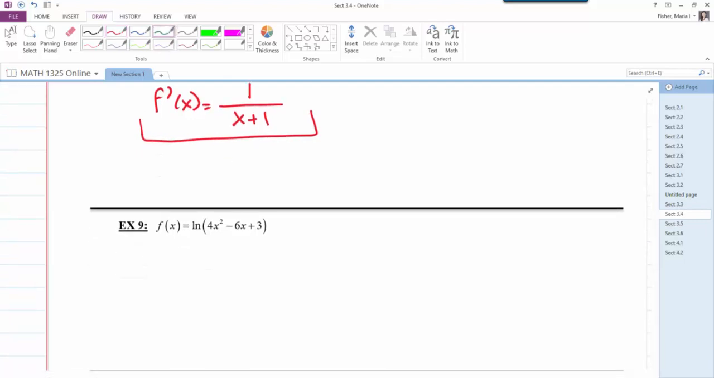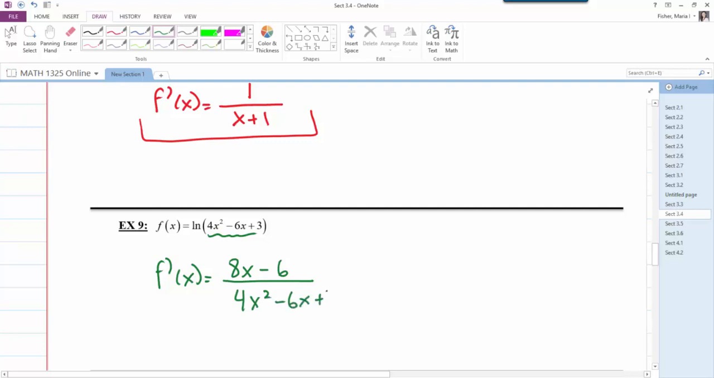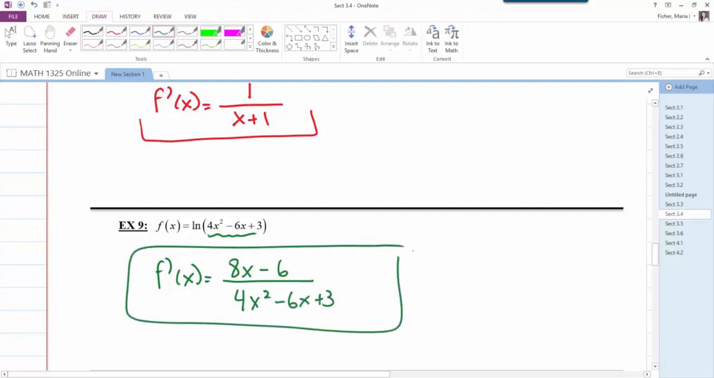What about f of x equals the natural log of 4x squared minus 6x plus 3? Well, then f prime of x is equal to, remember the derivative of the natural log of a function? The derivative of the function, which is going to be 8x minus 6, all over the function, 4x squared minus 6x plus 3. And that's all we're doing with that one too.